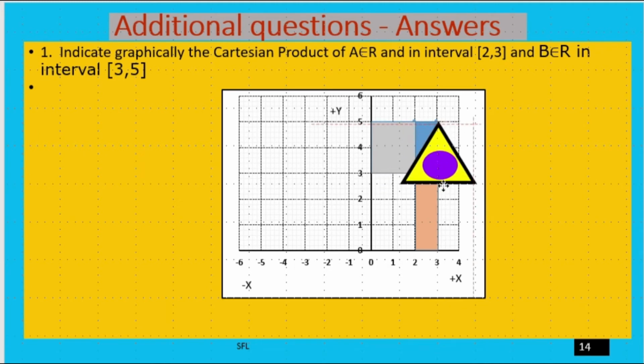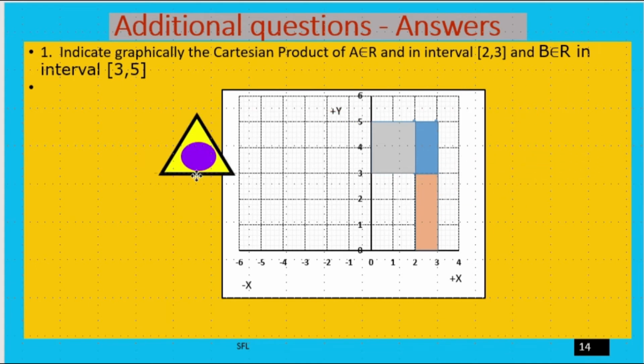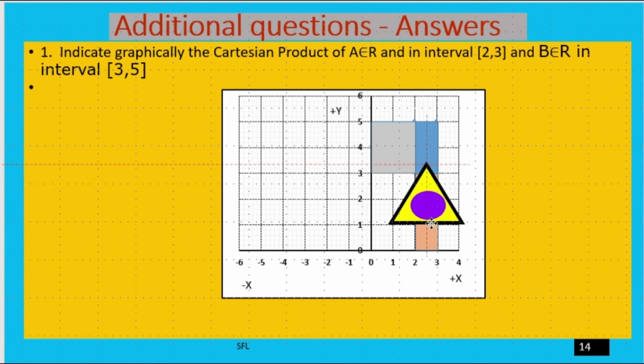The intersecting points, 4 points, form the vertices of the rectangular region. Shading them blue, we will get A cross B. The shaded region contains ordered pairs of the Cartesian product A cross B.